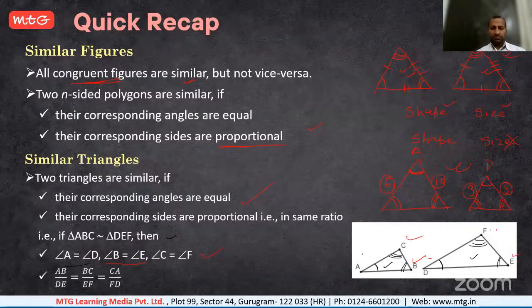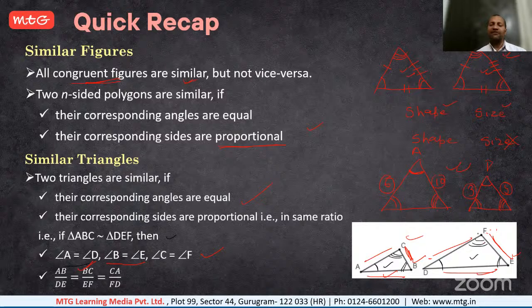And next, the ratio of sides should be equal, like AB is to DE. These two sides are corresponding. Then BC is to EF, and the ratio of AC and DF is the same. Okay. So that is the property of similar triangles. If anyone has any doubts, please let me know.